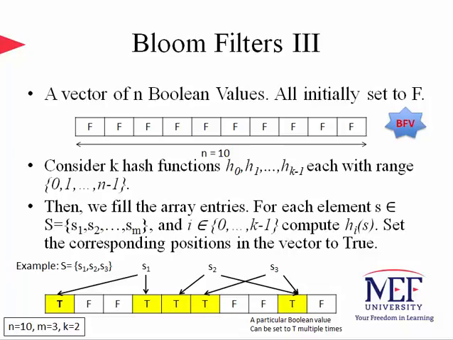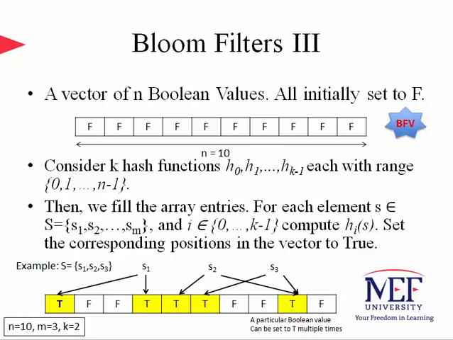So let us explore the details of the algorithm. We use an array of Boolean values where each entry is set to false initially. Here I show you an example with n equals 10. So there are 10 entries, 10 cells, to illustrate the idea, but in general n is much, much larger. Next, we consider k distinct hash functions.